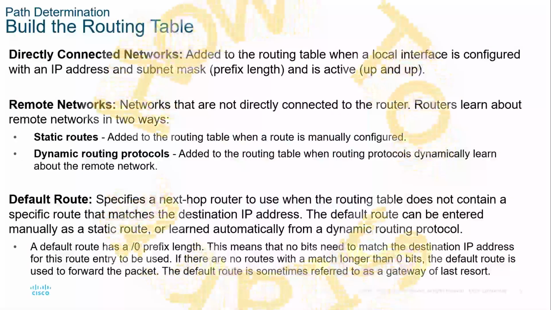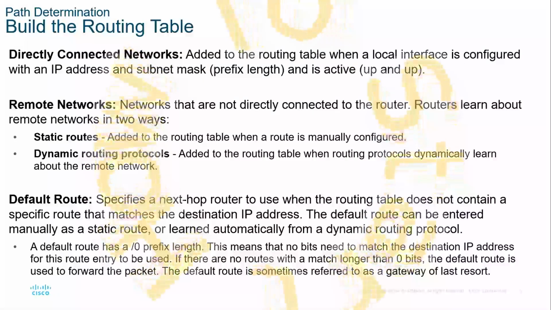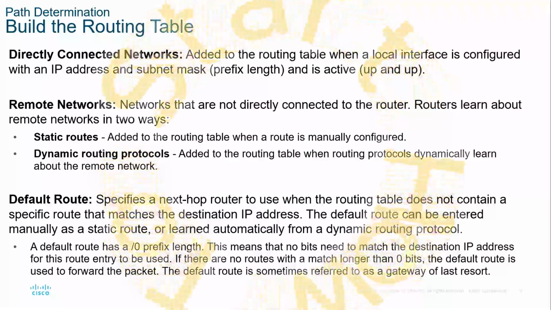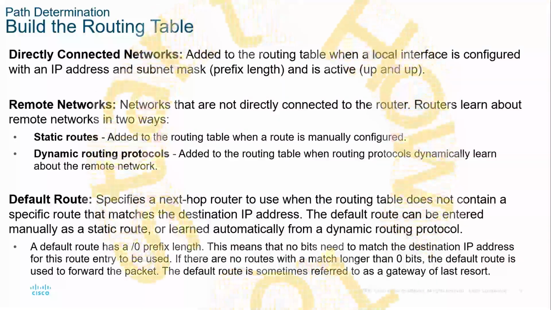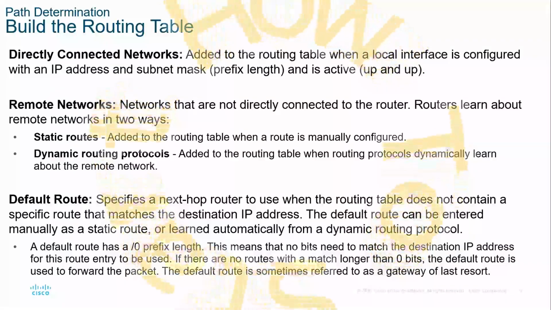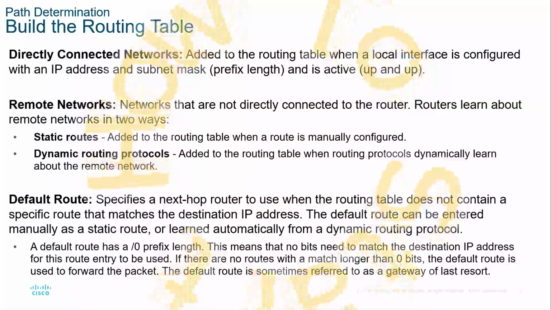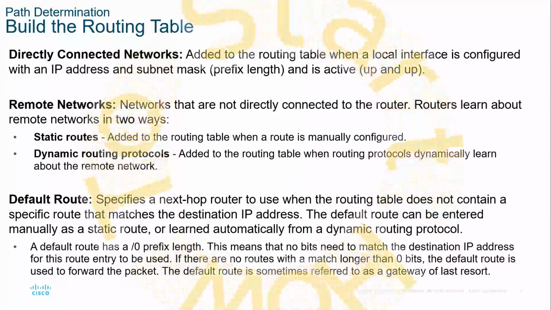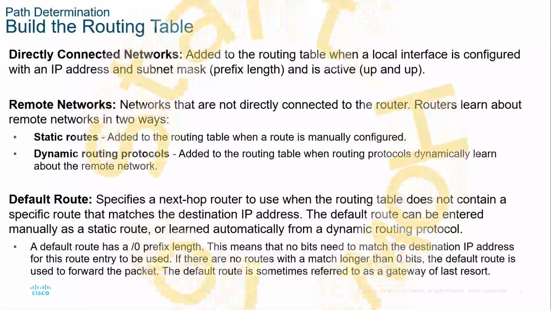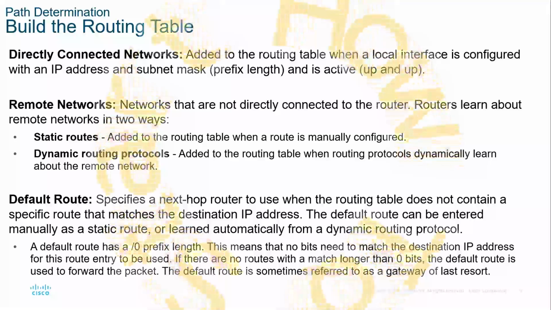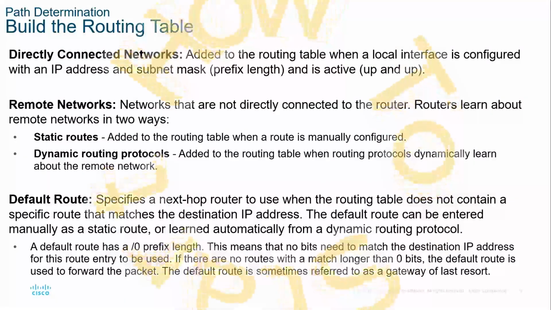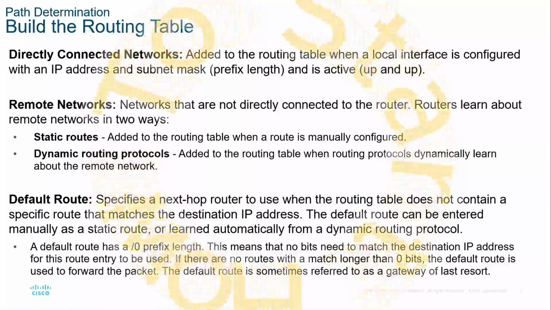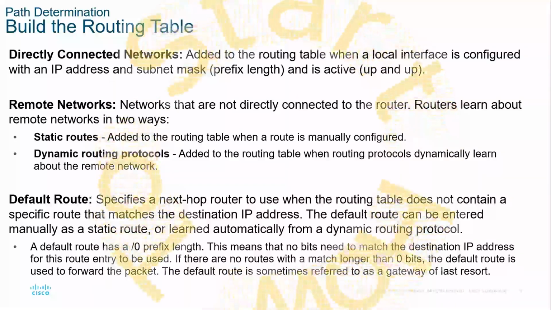So building the routing table, we have a few different things that are tied to the routing table. Directly connected networks are added to the routing table when the local interface is configured with an address and is active. Those are going to be the C and L networks. We have remote networks that are not directly connected to the router, and the router will learn about these in one of two ways: either statically configured static routes, or dynamic routing protocols. Those will be router updates sent by other routers that will update the current router's information.